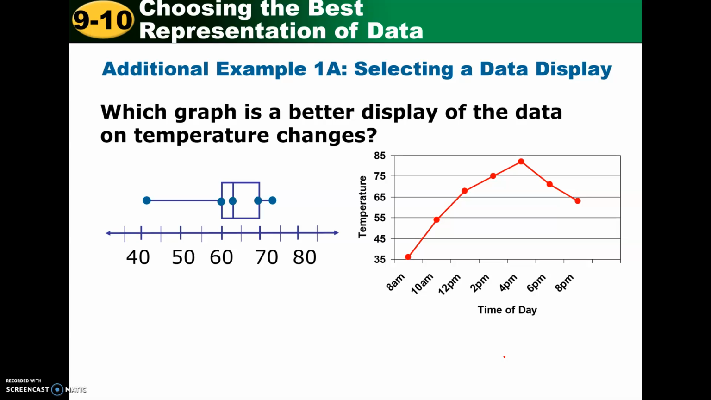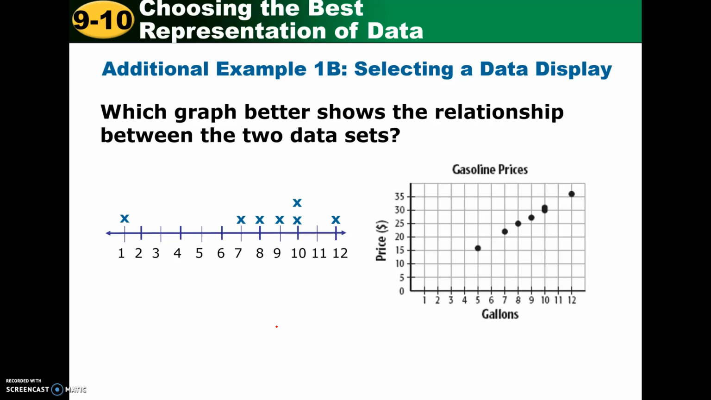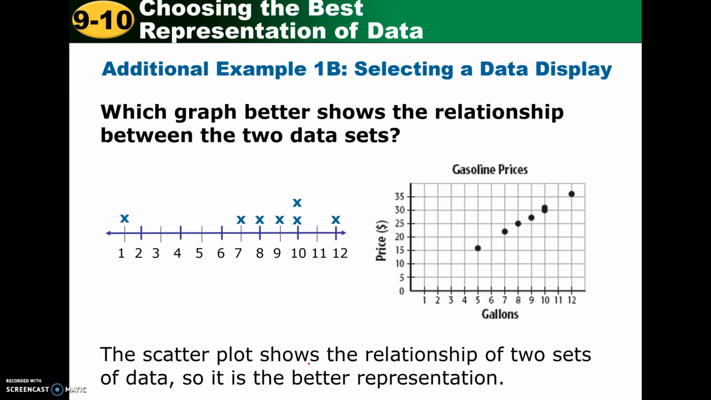Alright, which graph is better for displaying the data on temperature change? Would we want to show how spread out the temperature numbers are, or how the temperature changes over time? A line graph is better because we want to show how the temperature changes over time and not how spread out the degrees are. Okay, if I want to show a relationship between two data sets, should I use a line plot or a scatter plot? A scatter plot. A scatter plot is the best way to show the relationship between the gallons you buy and the price.